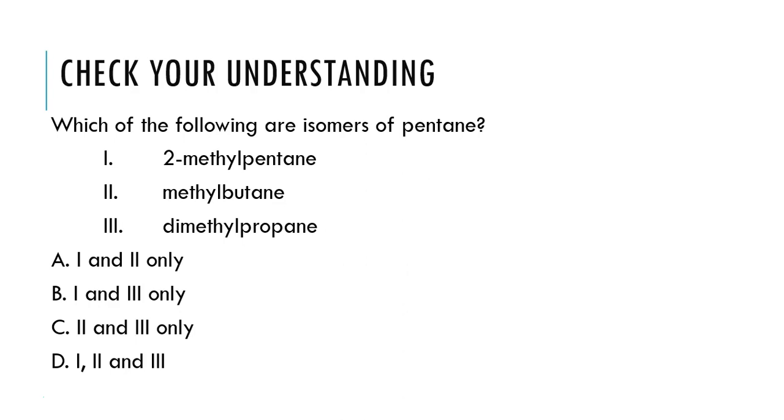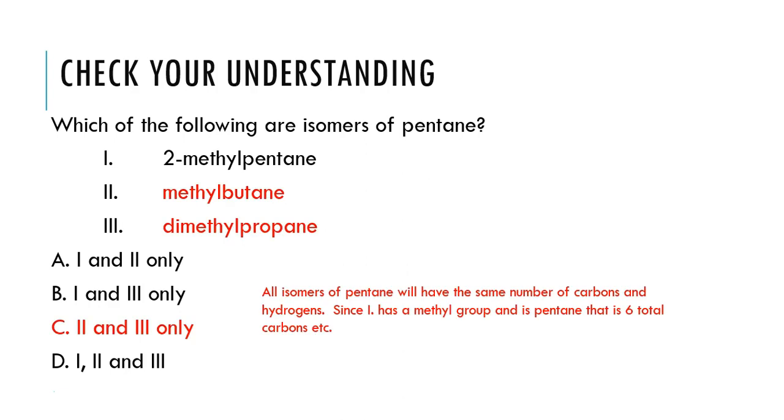Methylbutane is going to have 5 carbons, 1 methyl group, and a chain of 4. And dimethylpropane will also have 5 carbons, 2 methyl groups and a chain of 3. So your correct answer would be C. Now, you might say they are missing part of that name because methylbutane needs a number. Actually, not so much.